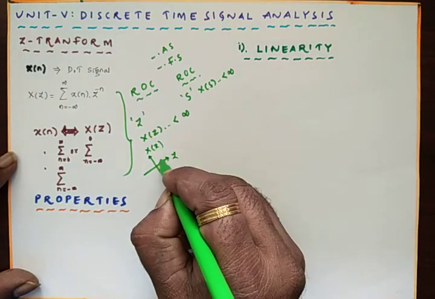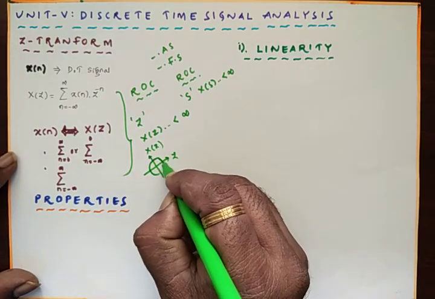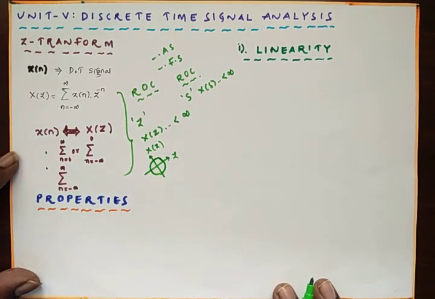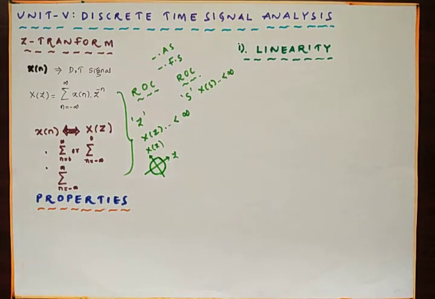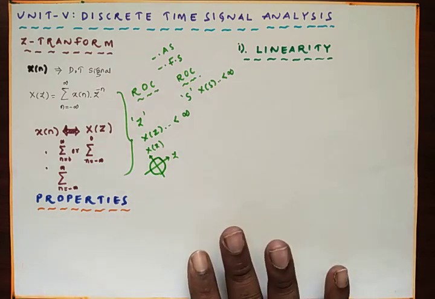So that for which you can have the ROC is in the form of a circle. So this is the points to be noted in case of Z transform. After solving one of the problems in case of Z transform, I am going to talk about some of the properties of Z transform.